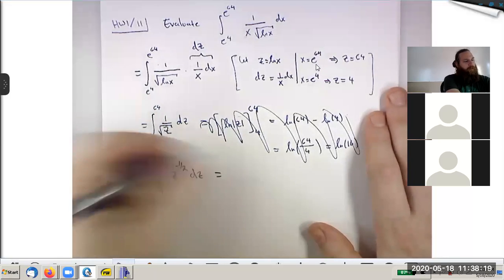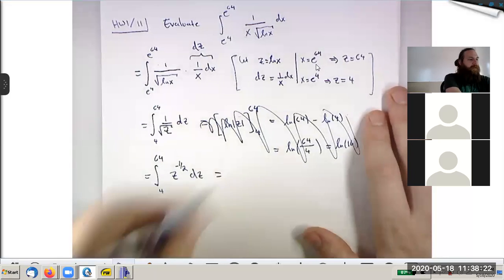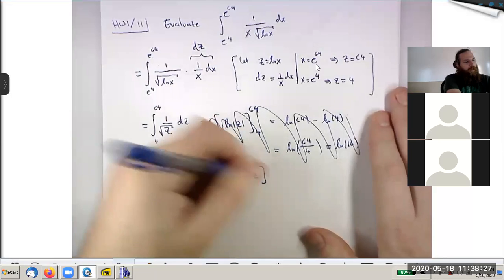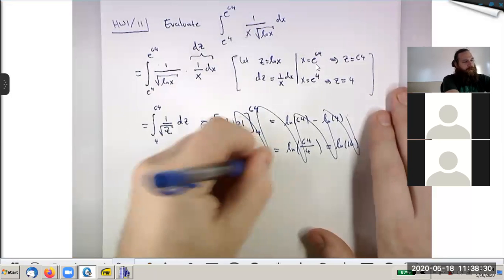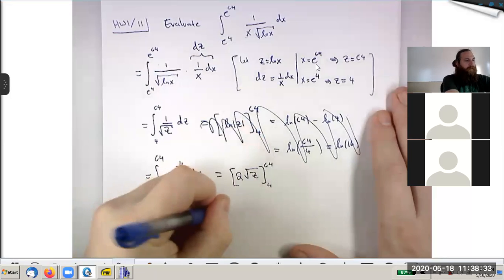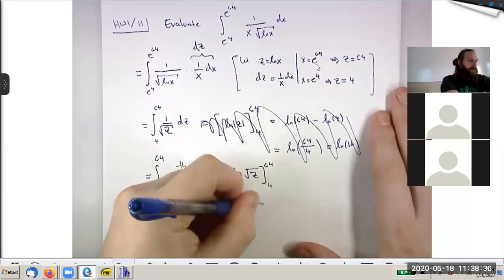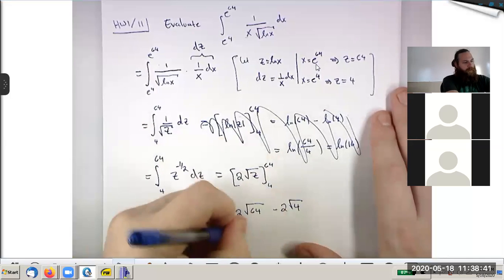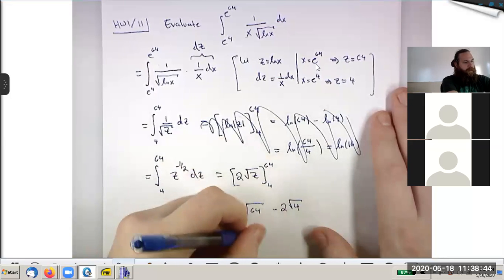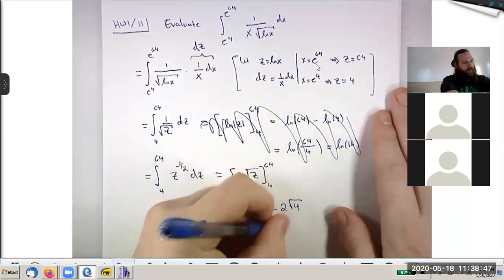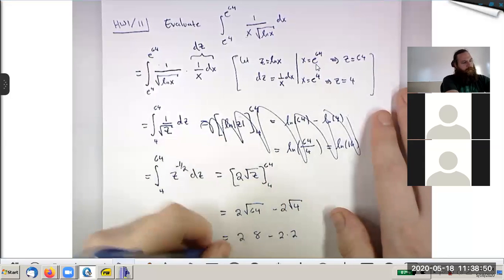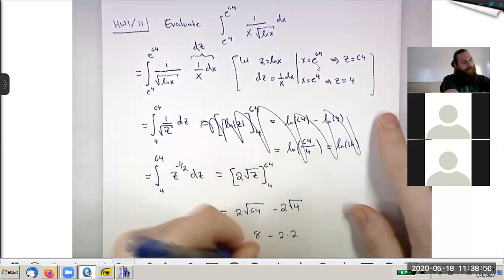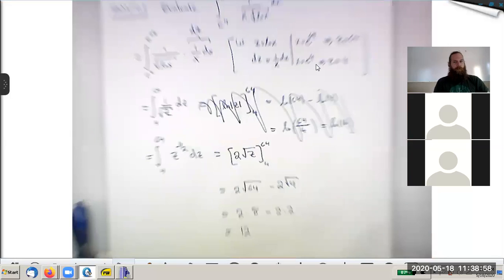So I'll add 1 to the power and divide by the new power. That's z to the 1/2 divided by 1/2, or 2 square roots of z, which we need to evaluate between 4 and 64. So that's 2 times the square root of 64 minus 2 times the square root of 4, which is 2 times 8, which is 16, minus 2 times 2, which is 4. So that's 16 minus 4, which is 12. Yeah, sorry about that.